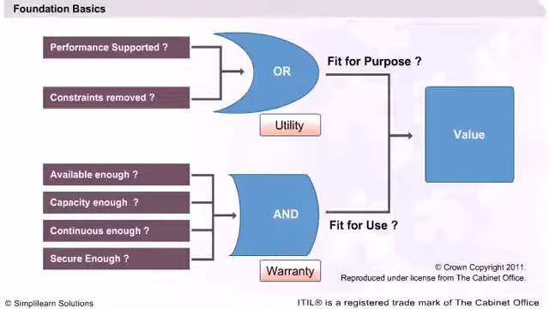Utility is perceived by the customer from the attributes of the service that have a positive effect on the performance of tasks associated with desired outcomes. Removal or relaxation of constraints on performance is also perceived as a positive effect. Warranty is derived from the positive effect being available when needed, in sufficient capacity or magnitude, and dependably in terms of continuity and security. Utility is what the customer gets, and warranty is how it is delivered.